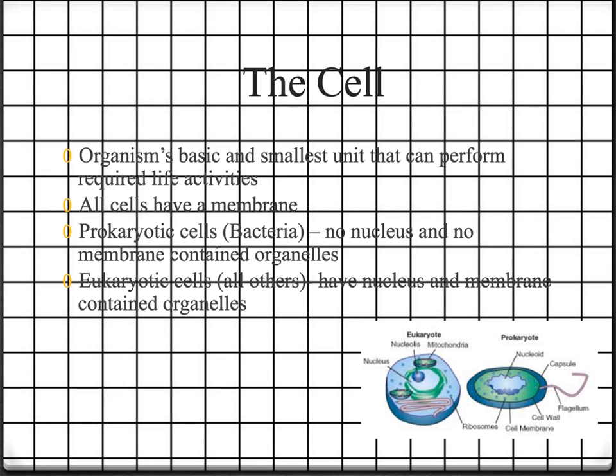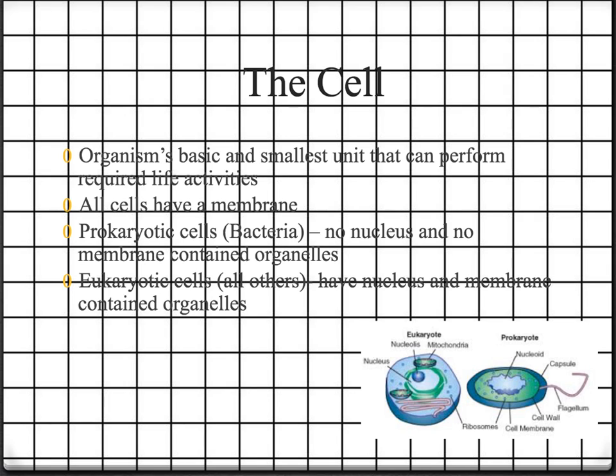So now there still is some debate on whether viruses would be considered living. Viruses don't have cells, so therefore we can't consider them living. There is one thing that all cells have in common, and that's a membrane. Some cells, like bacteria cells and plant cells, have an additional layer of protection, which is called the cell wall, but all cells do have a cell membrane. There are two main types of cells, the bacteria or prokaryotic cells, which have no nucleus and no membrane-wrapped organelles. And then the eukaryotic cells, which you have.